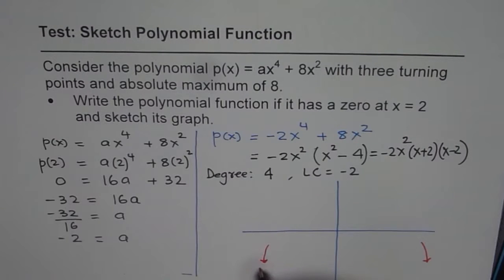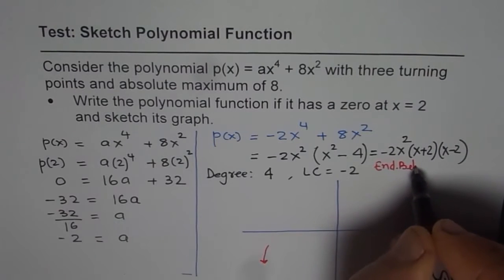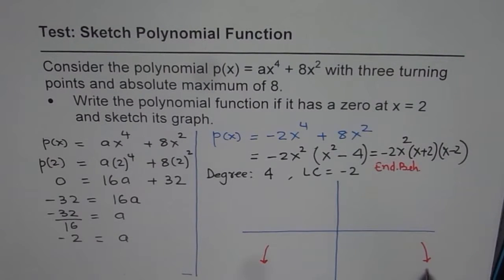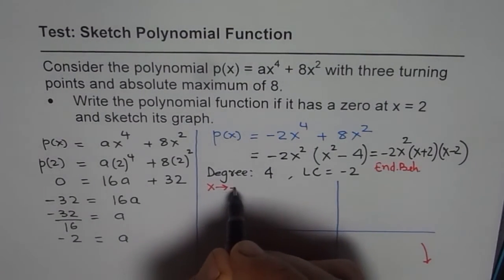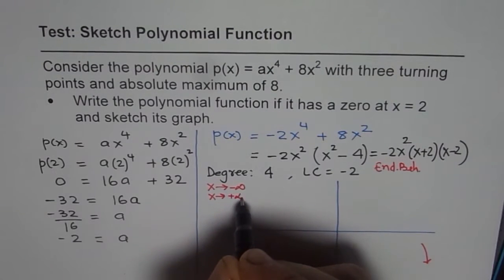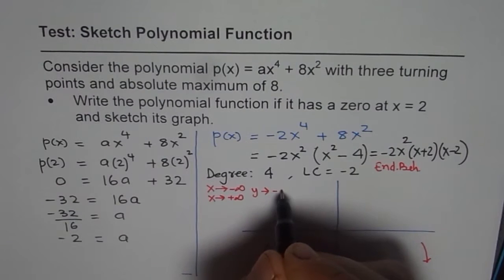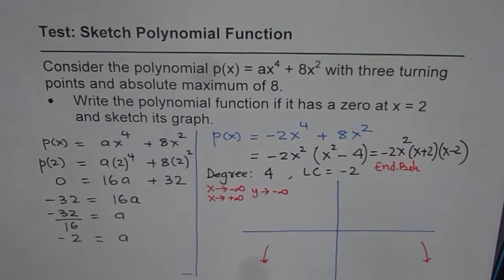Is that okay? So we know end behavior. Let me write down here now. When x approaches negative infinity, or when x approaches positive infinity, y approaches negative infinity for both the cases, correct? So I'm doing a shortcut, but you should write separately for both. That's the end behavior. Now let's read the question once again to sketch it finally.